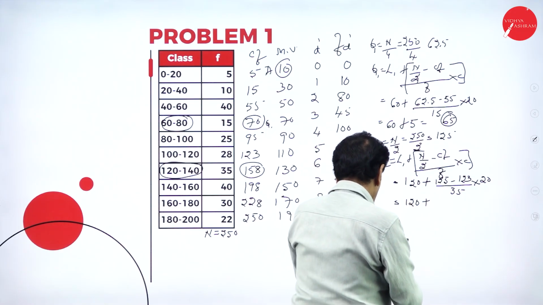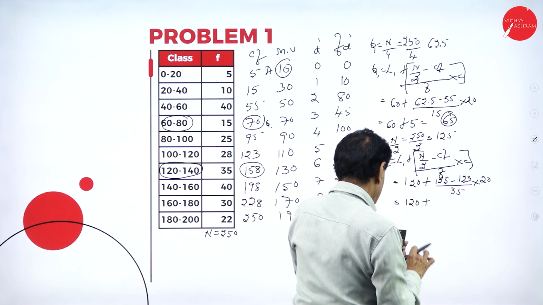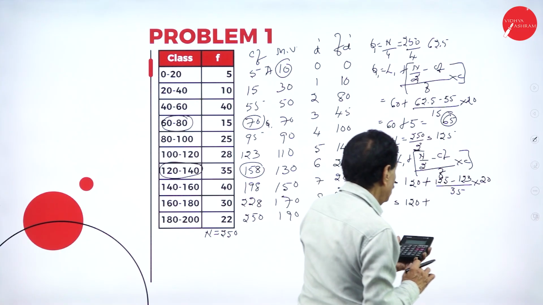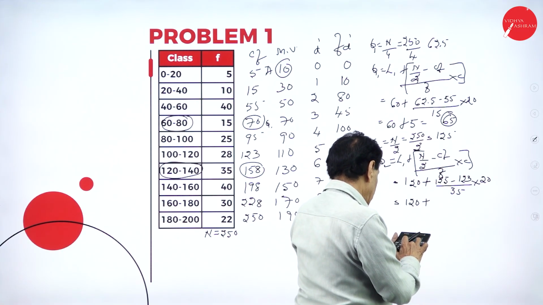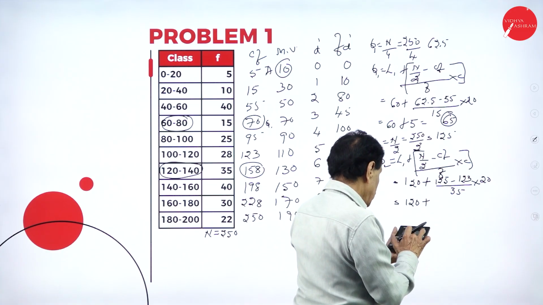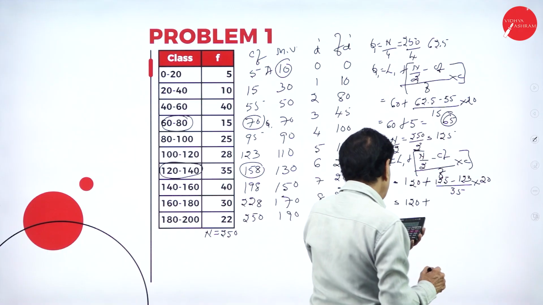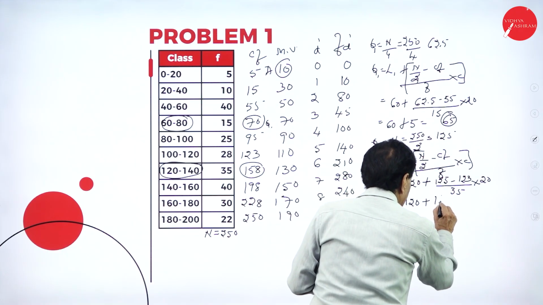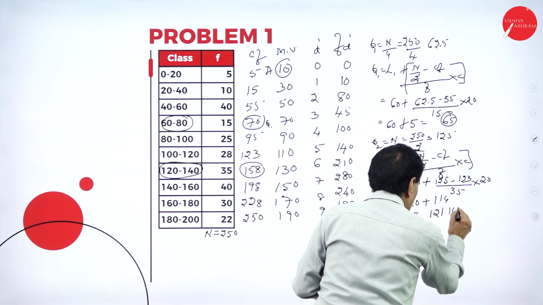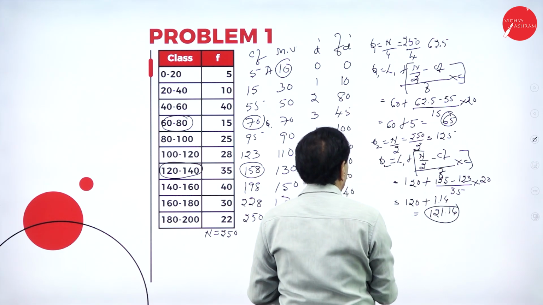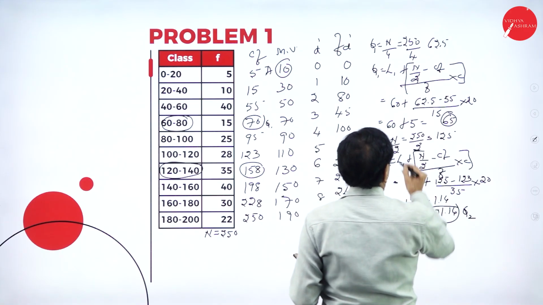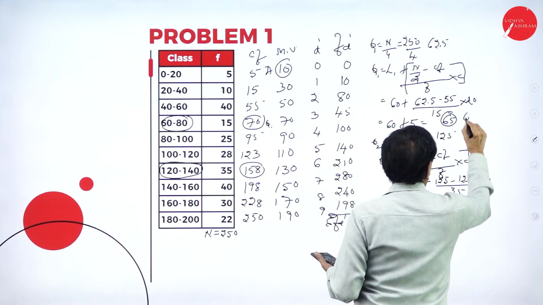This is 120 plus 125 minus 123, times 20, divided by 35, which is 1.14. So 121.14. This is your Q2. Then this is your Q1.